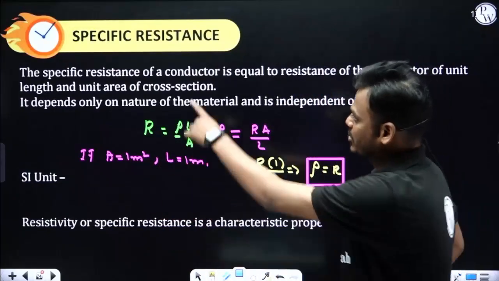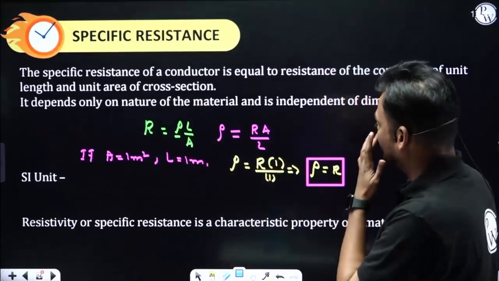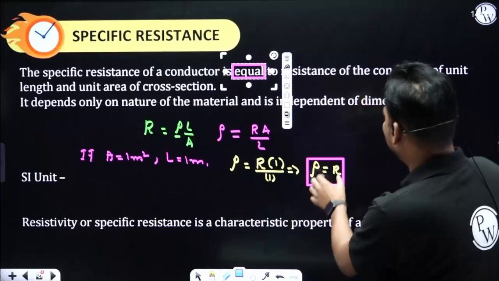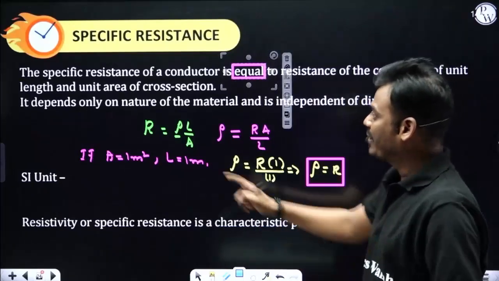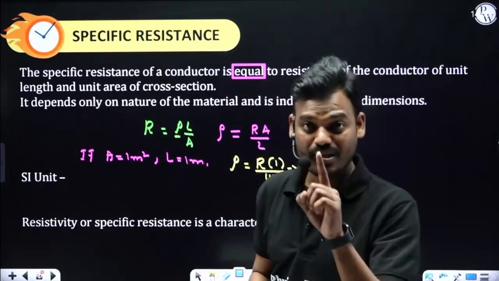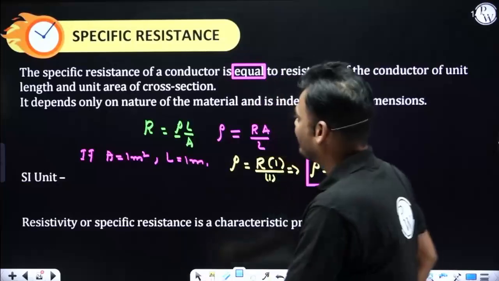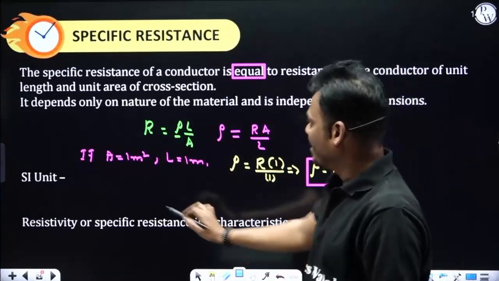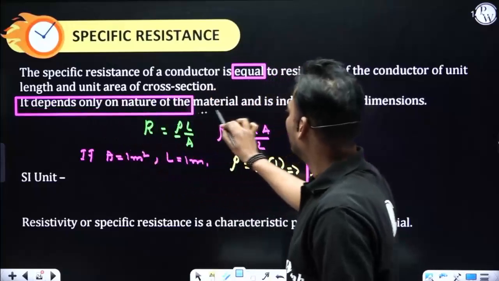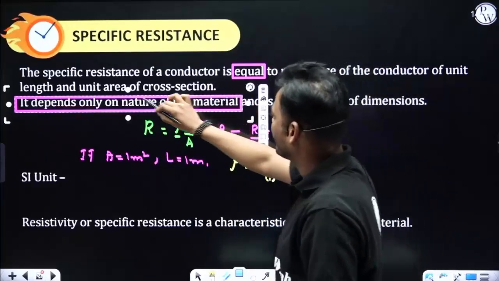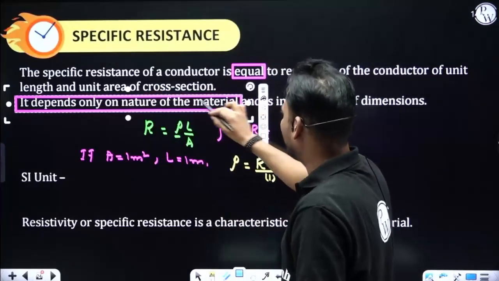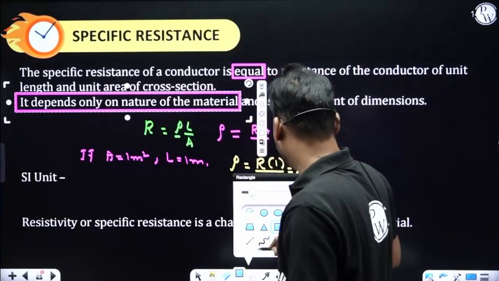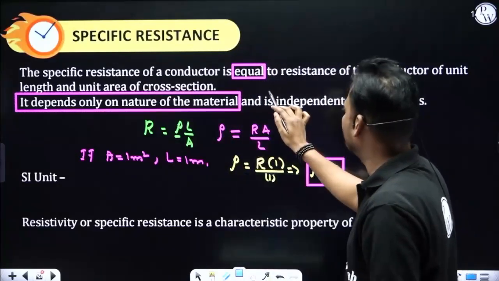You see, specific resistance of a conductor is equal to the resistance of a conductor of unit length. Unit means 1. Unit area, that is also 1: 1 meter square, 1 meter. And it depends only on the nature of the material. This point is very important. I'll mark it with a different color, so you can concentrate more.